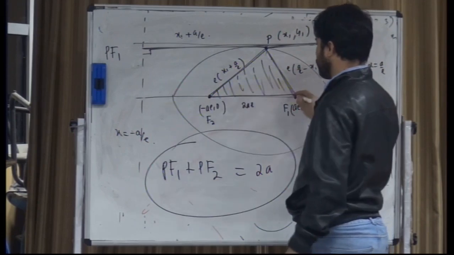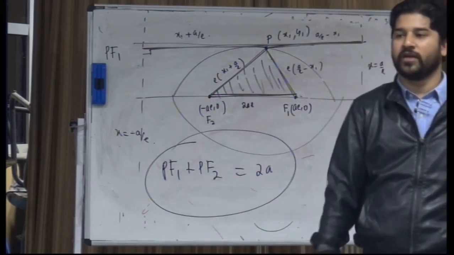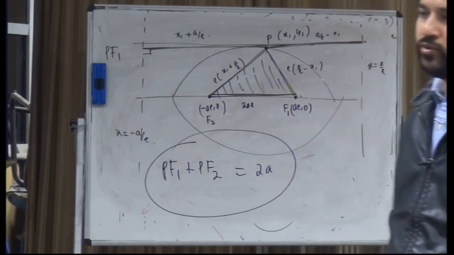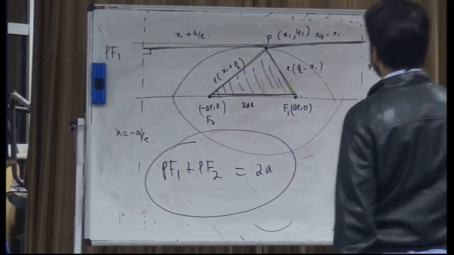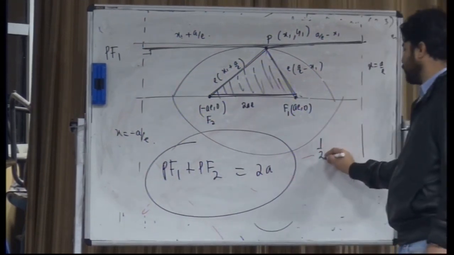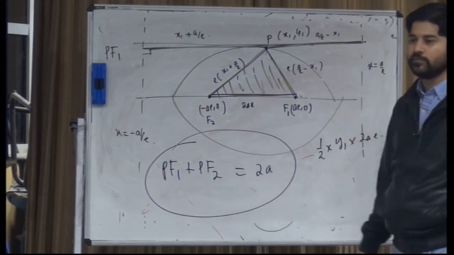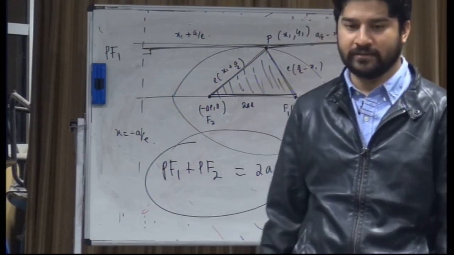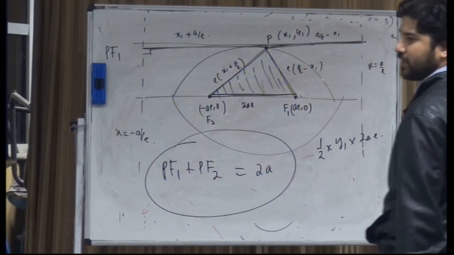Eccentricity, if you keep it constant, then what is this length? 2a. What will be the perimeter of this focal triangle? 2a into 1 plus e. 2a into 1 plus e. And what will be the area of this focal triangle? Half into y1 into 2a. y1 could be b sin theta. y1 is nothing but b sin theta, na?